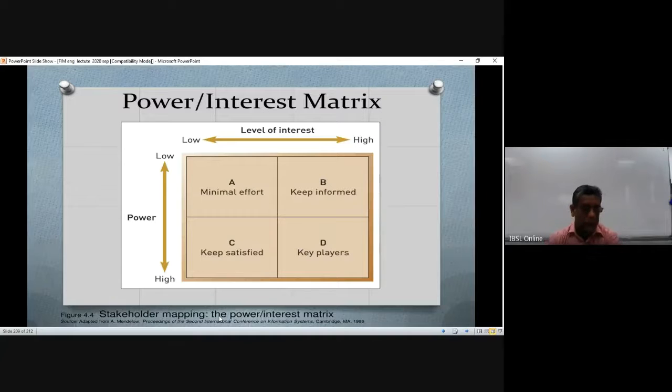Now, for example, first take minimal effort. If you identify a customer who comes under minimal effort, they will be very obedient. Their power is less and interest is less, so you don't need to give much attention.